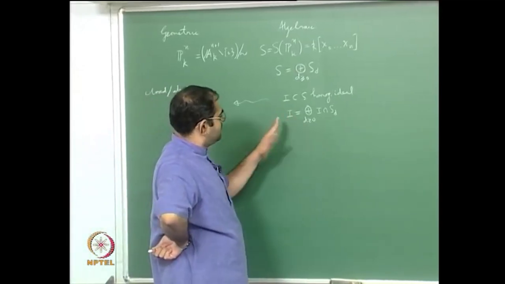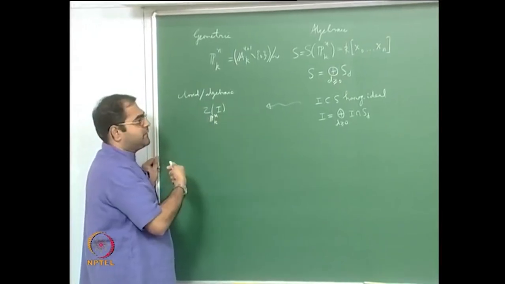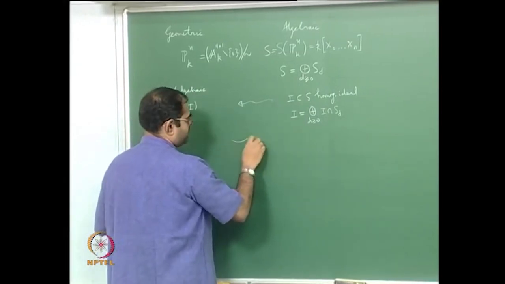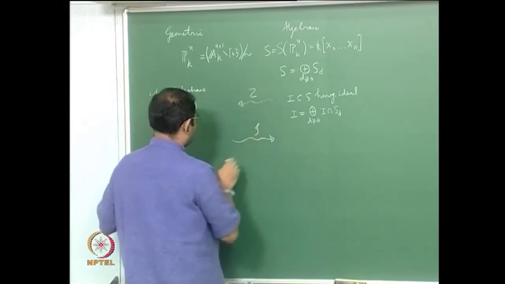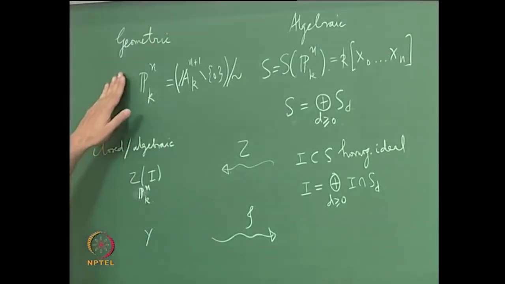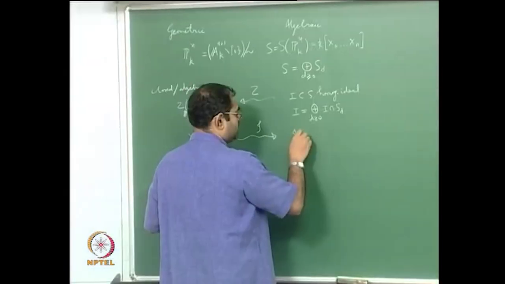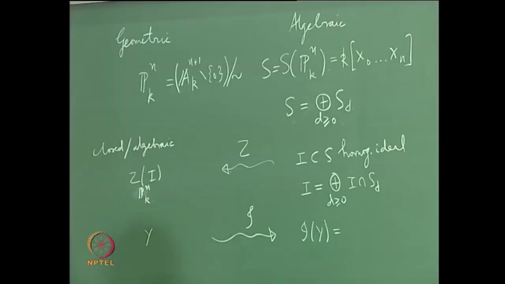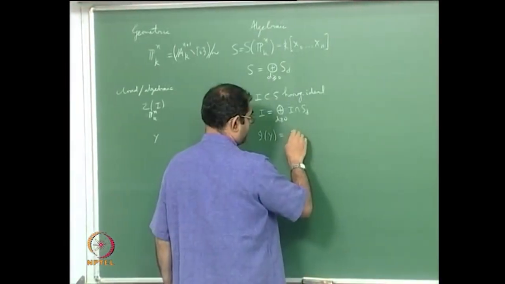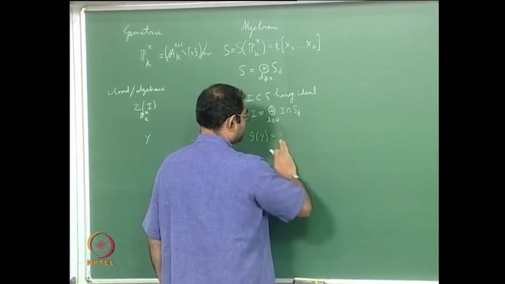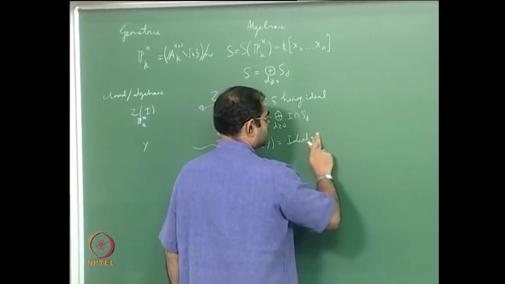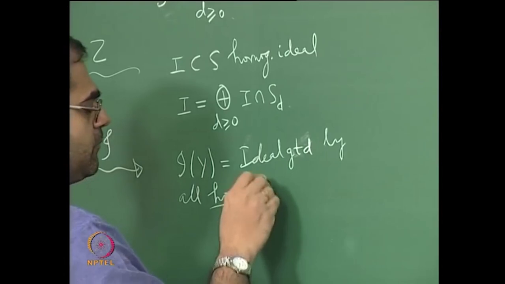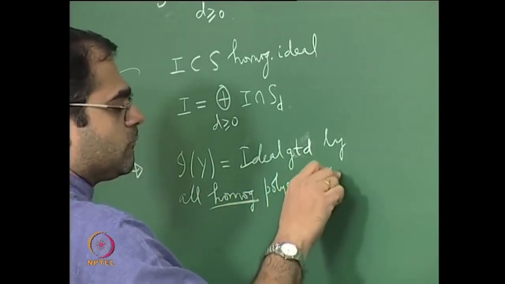So the fact is that as in the affine case, you get a very nice picture. You have an arrow going in this direction, and there is also an arrow going in this direction. This is the Z, this is the I, and this is: give me any subset Y of projective space. Then I have I of Y. You take all those homogeneous polynomials which vanish on Y, and then you take the ideal generated by that. So this is the ideal generated by all homogeneous polynomials vanishing on Y.